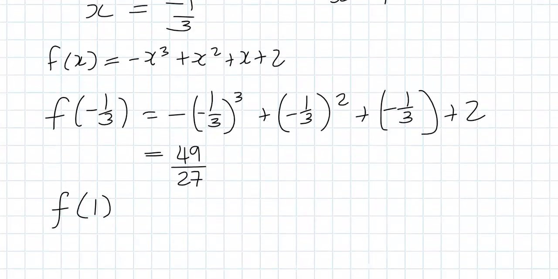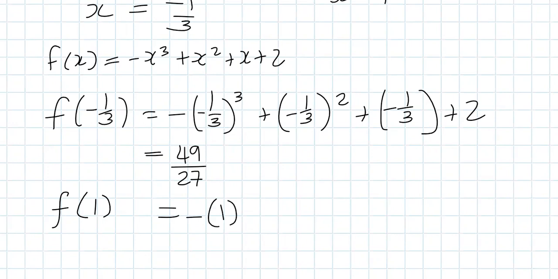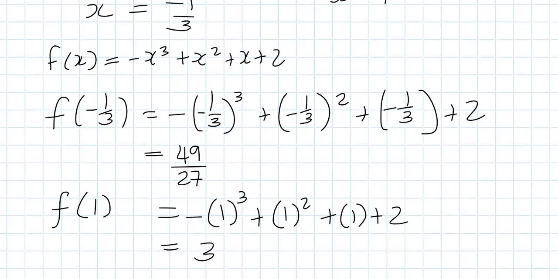So if this was still in your calculator, you can just delete the bit with the -1/3 in, and put the 1 in instead of x. So it becomes similar to something like this. So our f of 1 ends up being 3.